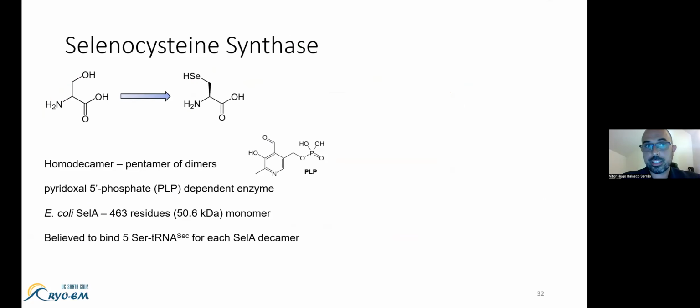Okay, talking about selenocysteine synthase itself, as I mentioned, it is responsible for this conversion and is called a pentamer of dimers because, as I just showed, if you truncate the N-terminal, it becomes a dimer. So you can understand that the entire donut shape, the ring, always shows up once you have the N-terminal interactions forming this pentamer of dimers. It requires PLP to be covalently bound into the binding sites, so it's a PLP-dependent enzyme. The entire complex is about half a megadalton, so it's quite large, and it was believed that it binds 5 tRNASec.